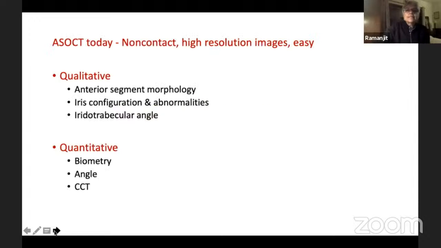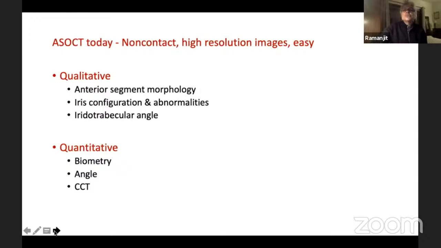So basically, the reason that we think about an anterior segment OCT today is that it is non-contact as compared to the gonioscopy. It gives us really high resolution images, and it doesn't need Dr. Tanuj to be doing a test. Any technician can do it. So it's an easy non-contact high resolution image, which gives us some indication, both qualitative and quantitative.